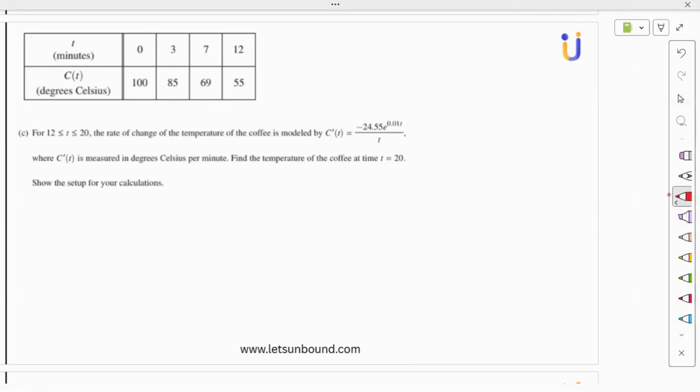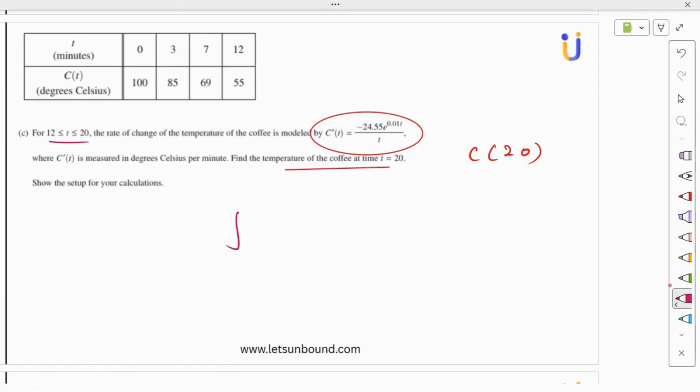They have given a C' function, the rate of change of the coffee. We need to find C(20), the temperature of the coffee. How can we do it? We will apply the fundamental theorem, and we will use Desmos also here.